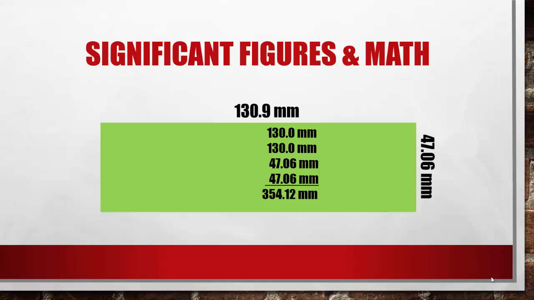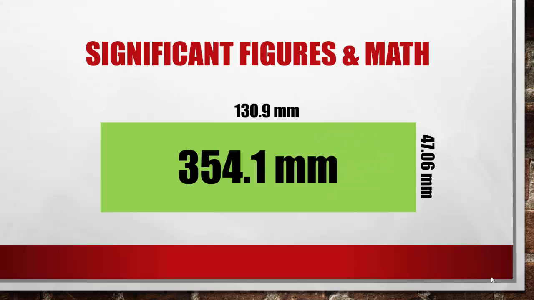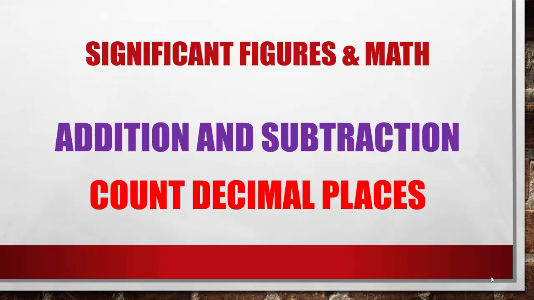You get 354.12 millimeters. But you notice there is 1 decimal point here, 1 decimal point here, 2 decimal points here, 2 decimal points here. The fewest number of decimal points is 1. So the answer should only have 1 decimal point, and you would write it as 354.1 millimeters. So for addition and subtraction, you count the decimal places and use the least number.